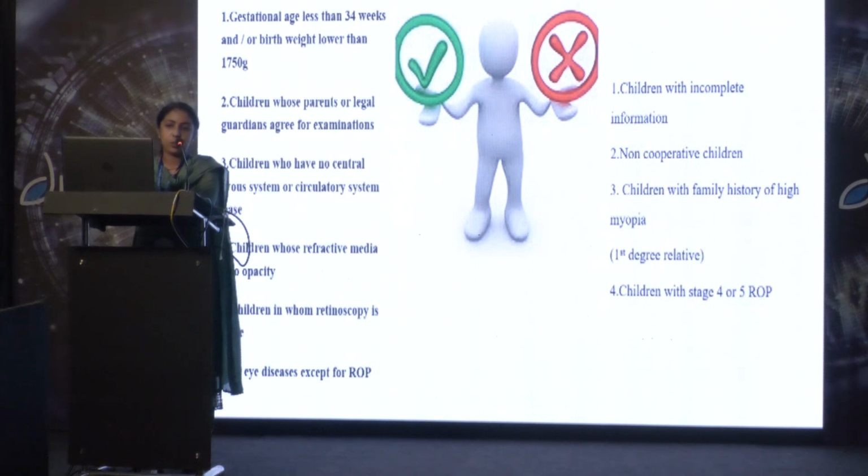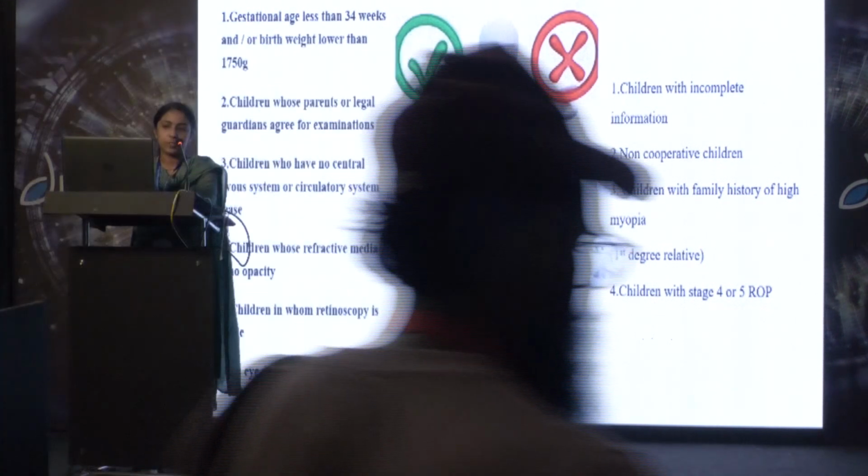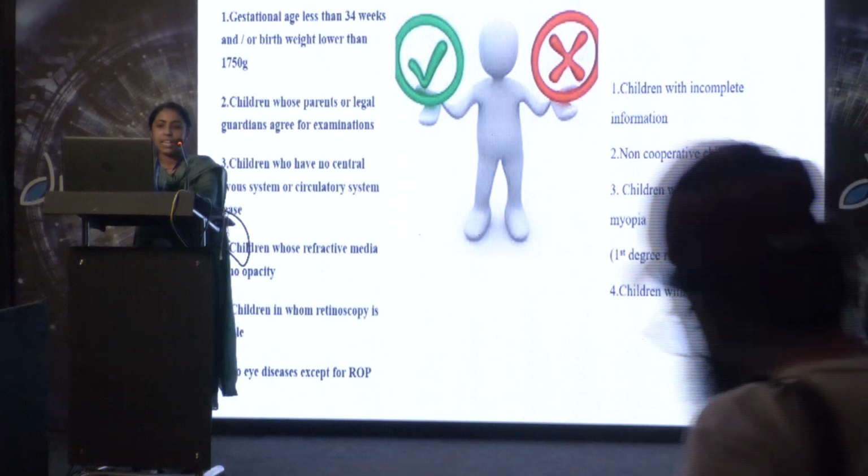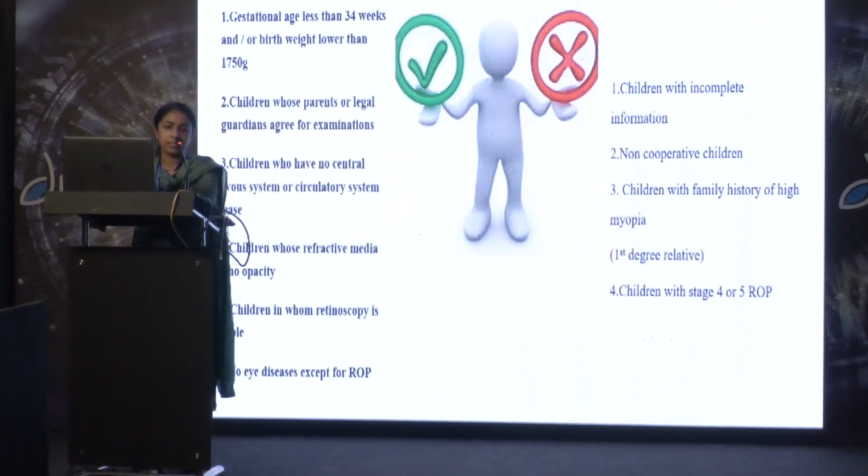Children who were born at a gestational age less than 34 weeks and/or with birth weight lower than 1,750 grams, with no other systemic diseases, with clear refractive media in whom retinoscopy is feasible, and with no eye diseases except ROP were included in my study, whereas those with incomplete information, non-cooperative children, those with family history of high myopia, and those children diagnosed with stage 4 or 5 ROP were excluded.